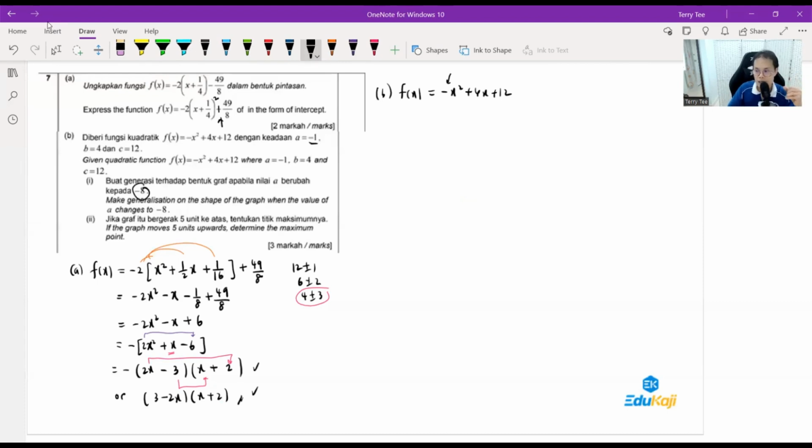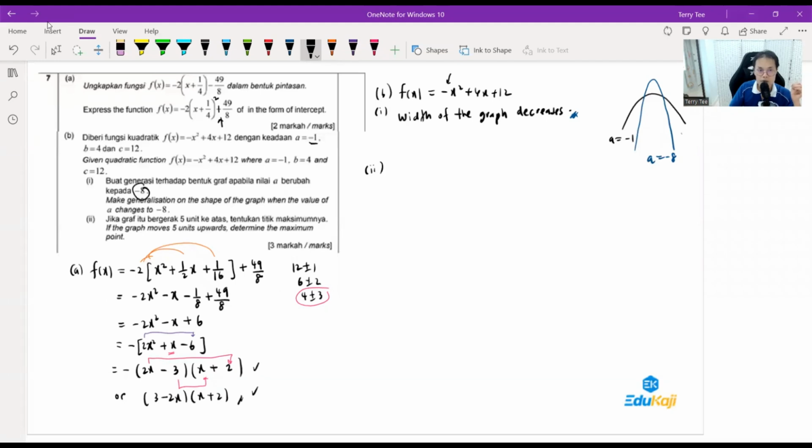So we say that the width of the graph decreases. Before this, when your a is negative 1, it probably looked like this. The moment you change to negative 8, it will actually shift a little bit, up or left, right a bit. So when your a is negative 8, it looks something like that. You don't have to draw. We just have to mention that the width decreases. All right, this is B Roman 1.